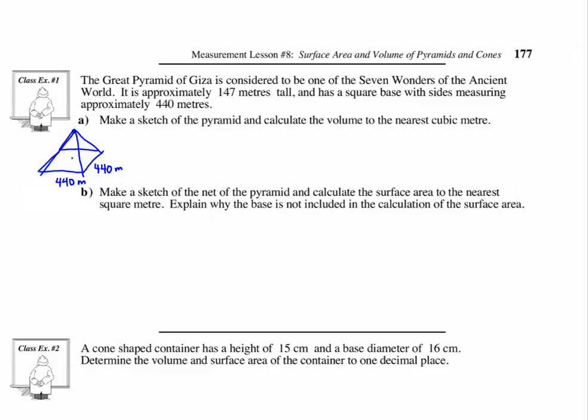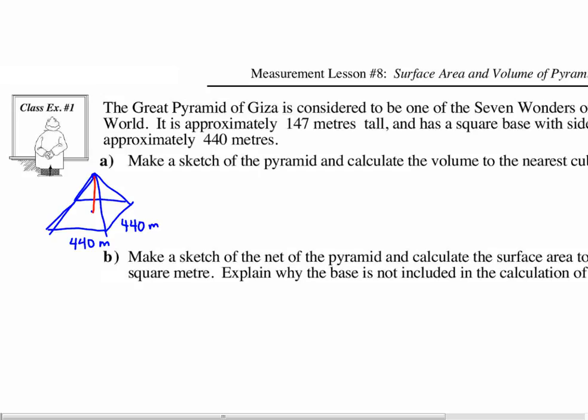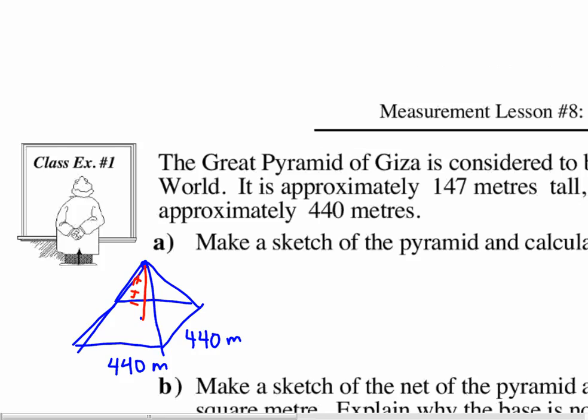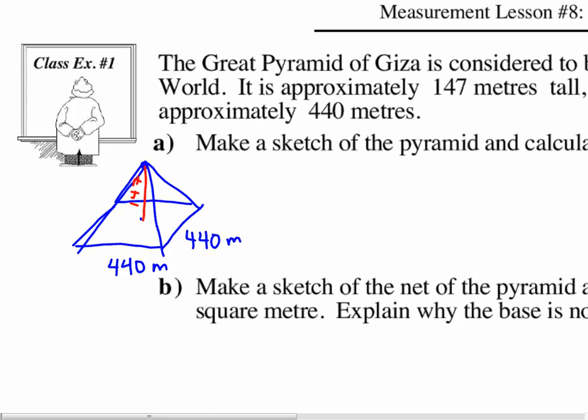Okay, and they give us the height, approximately. So that's the middle height here. I'm going to zoom in, because this is hard to draw small. 147. Can you even see that? No. Let's make it even larger. That's better. Do you see the 147 right there? That's the height. Okay. Right angle. Okay, make a sketch of the pyramid and let's calculate the volume.